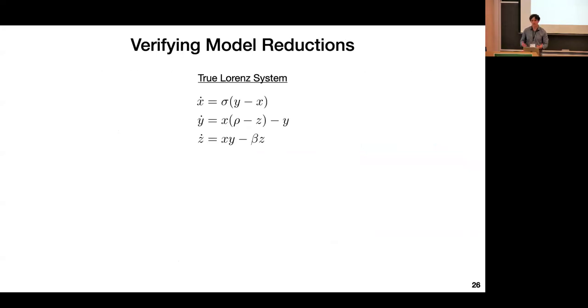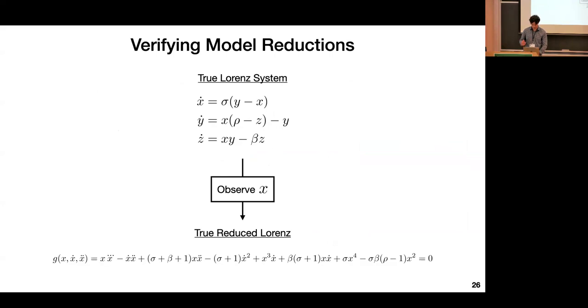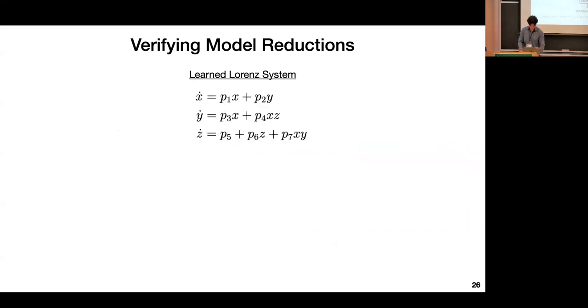And we can again test this through model reductions, like I showed with the FitzHugh-Nagumo example. So we can start with the true system of the Lorenz equation, and we can again solve for y and z to eliminate them and end up with a higher order equation just in x dot, x double dot, and x triple dot. So this is a 3rd order equation that the x coordinate of Lorenz satisfies, just like in the original paper. And we can do the exact same thing with the model that we've learned.